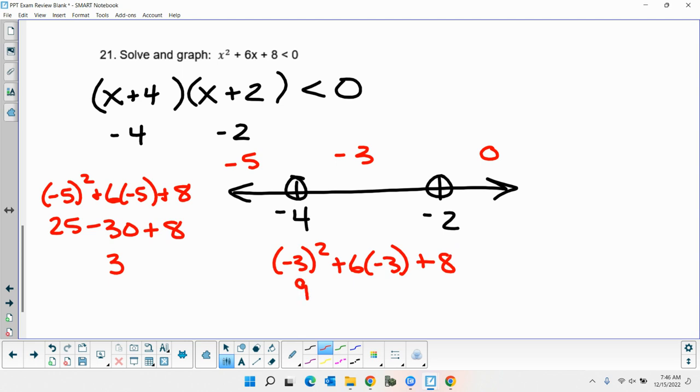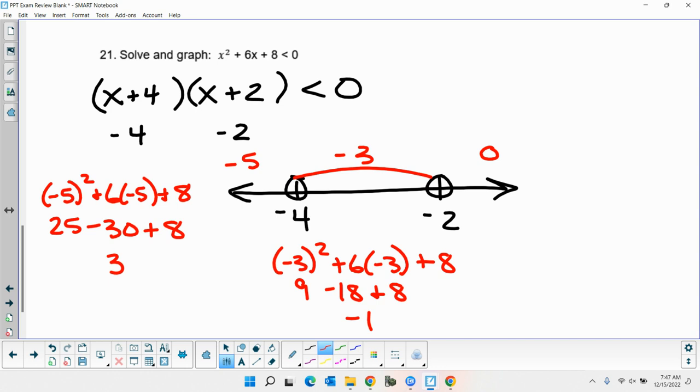So that's positive 9, and that's negative 18. 17 minus 8, negative 1. Is that less than 0? Yeah, so I would connect the negative 4 and the negative 2. Usually if the middle works, the ends didn't. But I always check to make sure. Every now and then, maybe one end works in the middle.